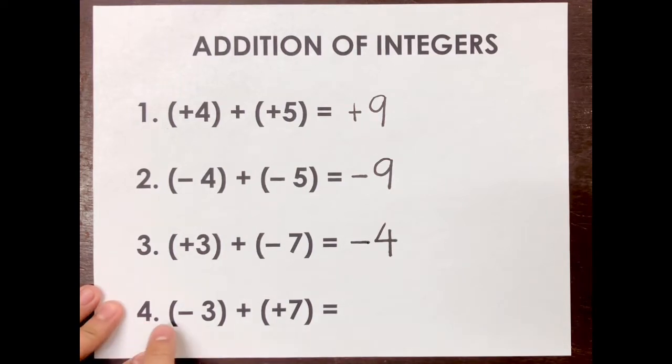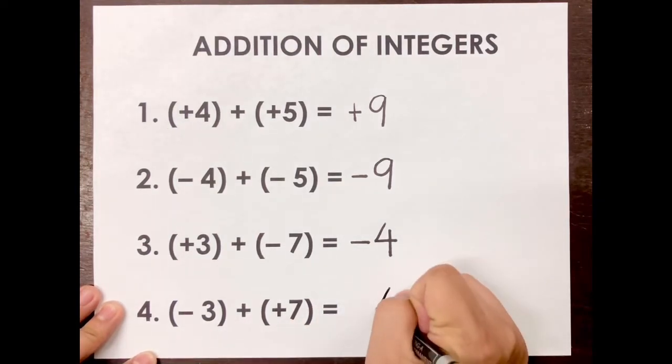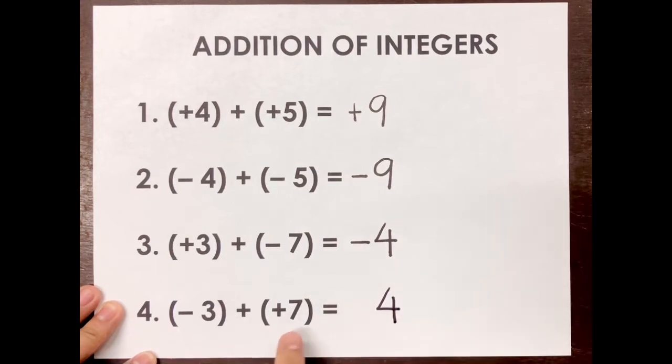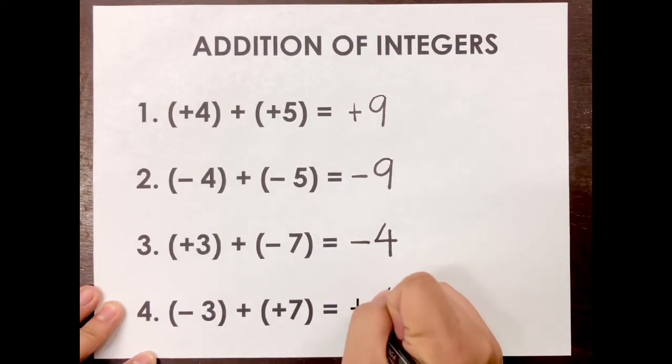For the last item, we have negative 3 plus positive 7. And as you can see, they have different signs. So again, we're going to subtract their absolute values. 7 minus 3 is again 4. But what will be the sign of the sum? What do you think? Alright, it's positive because positive 7 has greater absolute value. Very good.